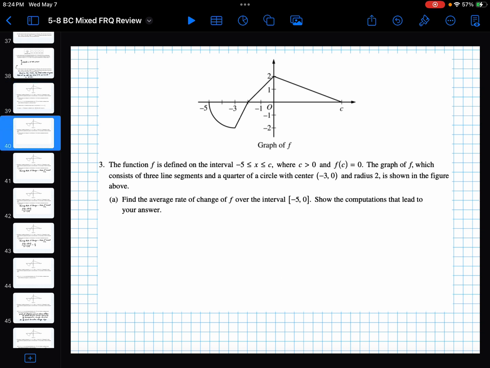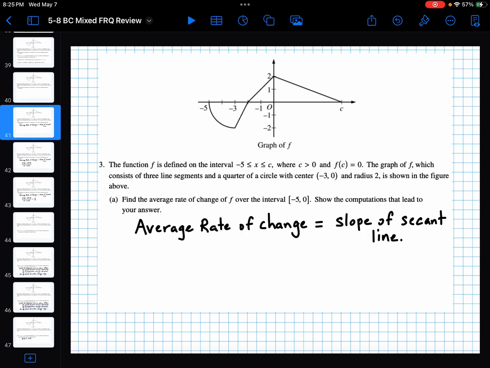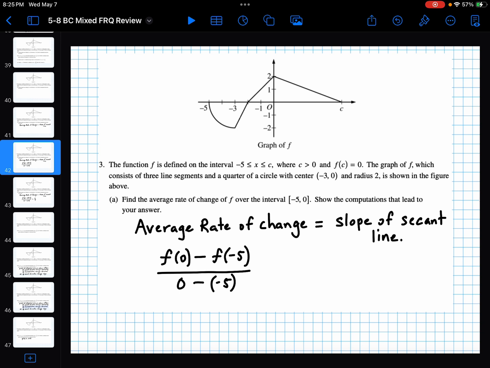Let's zoom in on part A. The average rate of change of f on the interval from -5 to 0. You should know that wording, average rate of change. As soon as you see that phrase, think slope of the secant line. So I'm just going to set up a secant line on the interval from -5 to 0. So that'll be f of 0 minus f of -5 over 0 minus -5. I could read those y values right off the graph, and I wind up with 2 over 5. Fairly straightforward.